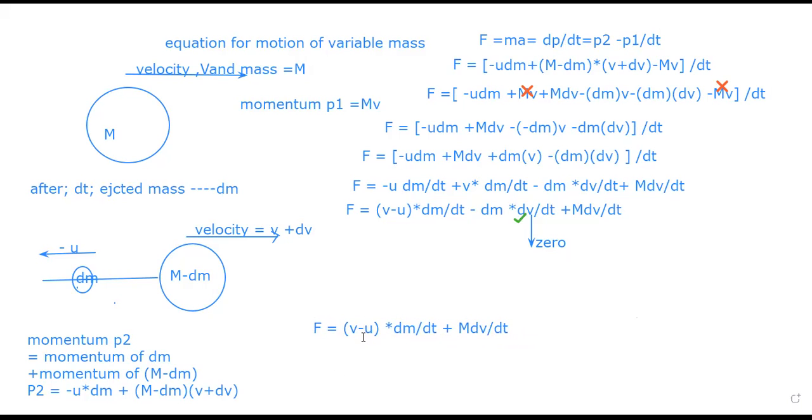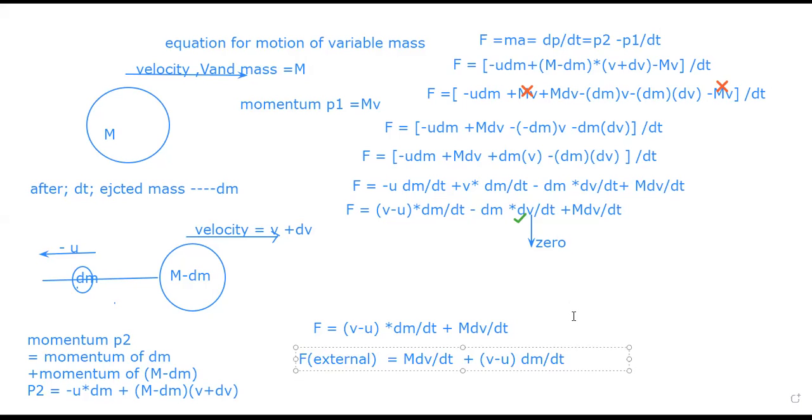In this equation, we have two terms on the right hand side. v minus u dm by dt: v minus u is the relative velocity with respect to this mass dm of the system. So the term v minus u multiplied by dm by dt is called the thrust acting on that one. Then m dv by dt. This is F external here. So I can write F external equals, first m dv by dt, and then plus v minus u into dm by dt. So this is the required equation for the motion of variable mass.